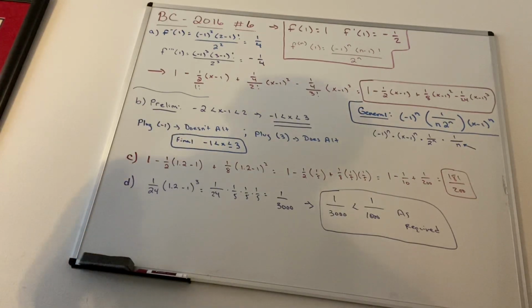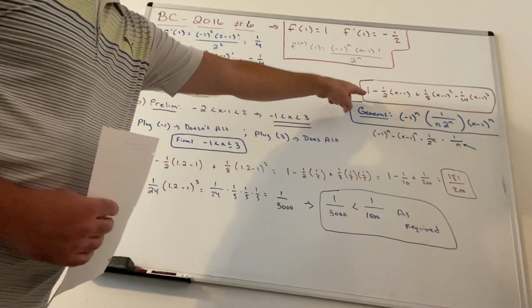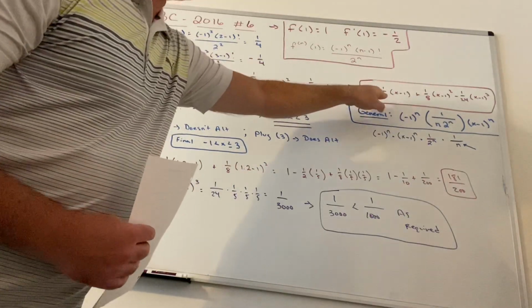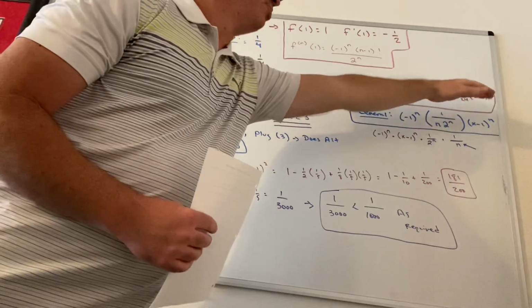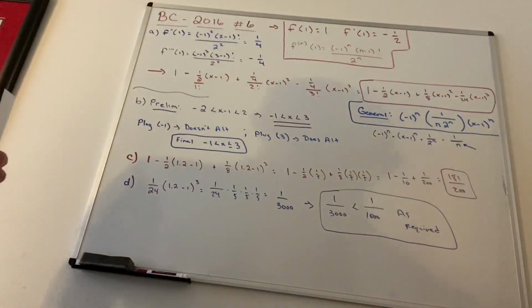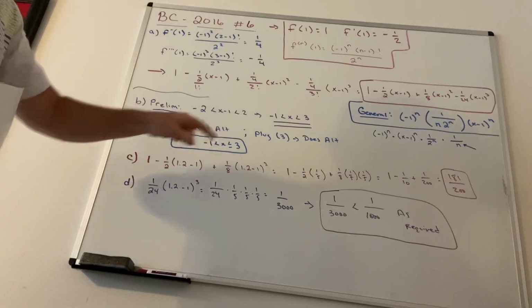If I plug a 3 in, this is positive, this will be negative, right? Negative 1/2 times a positive is negative. This will be positive, this will be negative, and etc. So it does alternate, which means you don't have a p-series, it's like an alternating harmonic, which does converge. So this one gets the equal to sign.